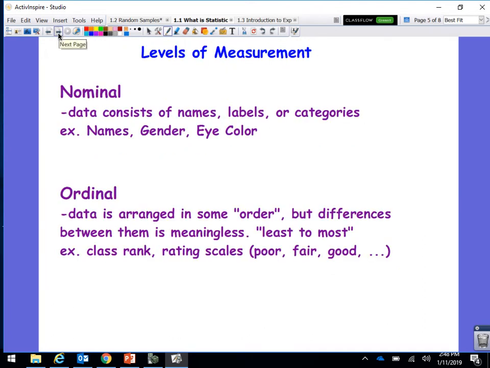Okay, levels of measurement, how many different ways you can measure. It's going from the least to, I wouldn't say strongest, in a way strongest, but the most specific. One way is to name it, nominal. Data consists of names, labels, or categories. Maybe we're going to label you guys or put you into different groups based on your first names, or your gender, your eye color.